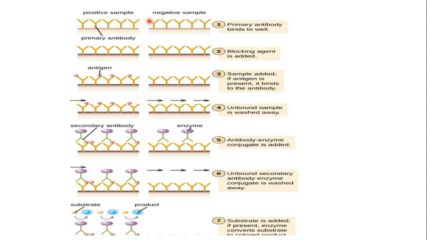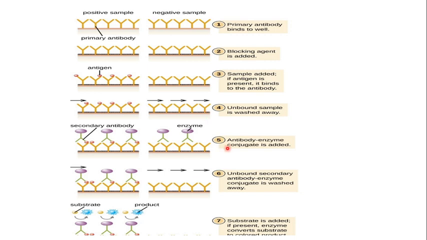Just like the previous steps that we discussed, the first step in the negative sample is the addition of the primary antibody to the well. In the second step, you block all of the available sites. In the third step, you add your sample, and as you can see over here, in the sample your antigen of interest is not present. That means nothing is going to bind to the primary antibody. So when you go for a washing step, all of the sample will be excluded from the well, and there will be nothing bound to this particular antibody.